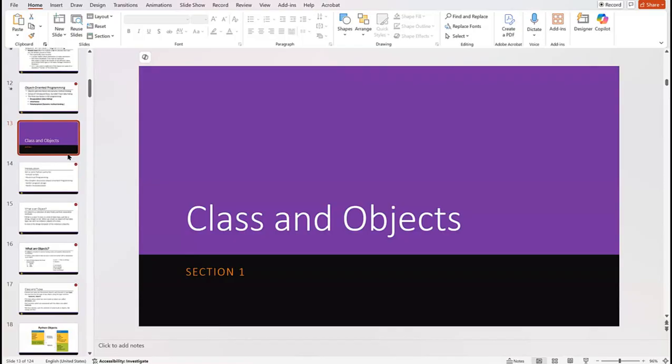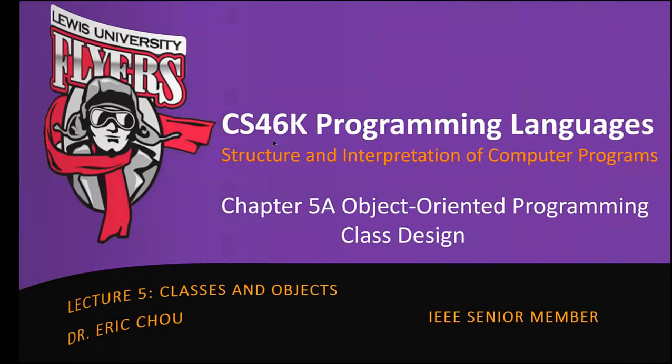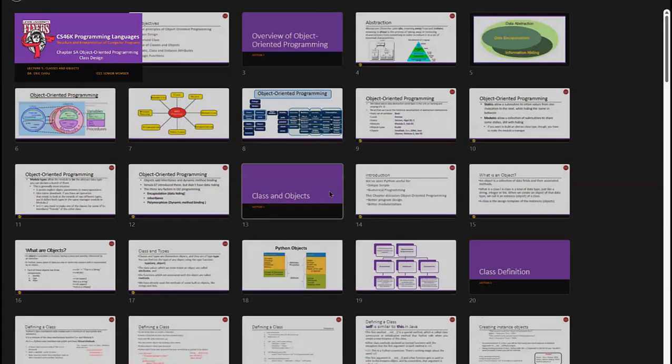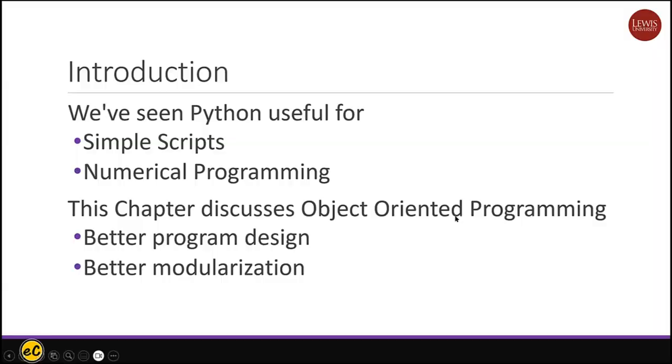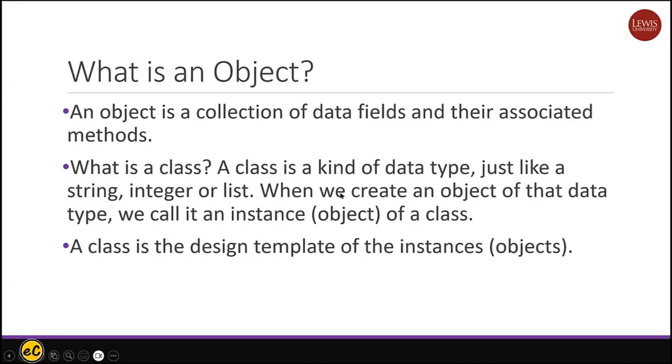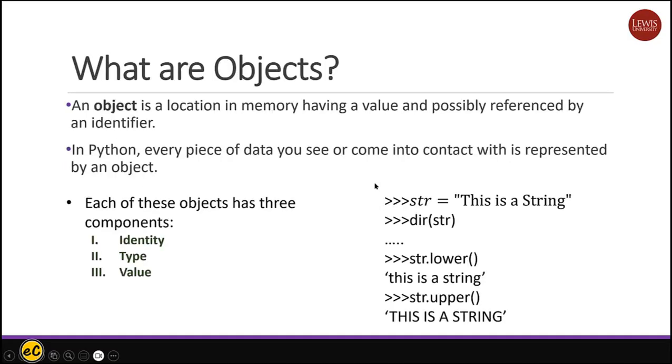First, you need to know what a class is and what an object is. An object is a collection of data. Your real data entity is an object, and a class is the design that you can use to create multiple instances of the data. So a class is the template, the blueprint of the instance.